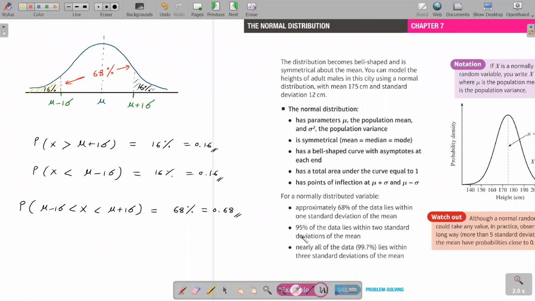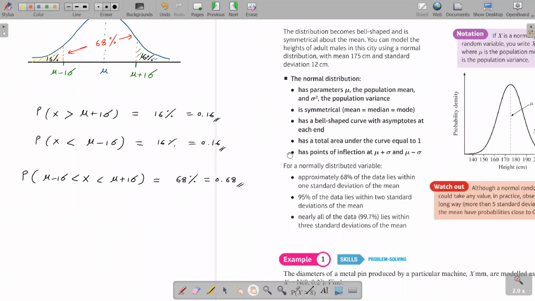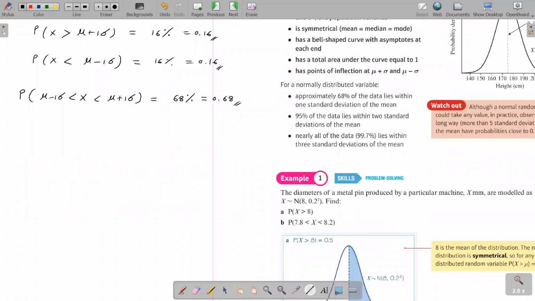Then we'll continue to the next point. These are some important things. Then they say 95% of the data lies within 2 standard deviations of the mean. Do you see this point? In the previous one, they said 68% of data lies within 1 standard deviation. So you will find 95% of the entire data set within 2 standard deviations. If I show that on the diagram, how does it work?